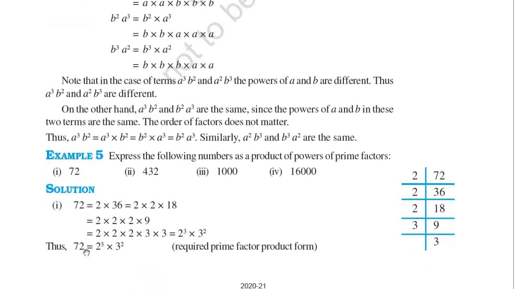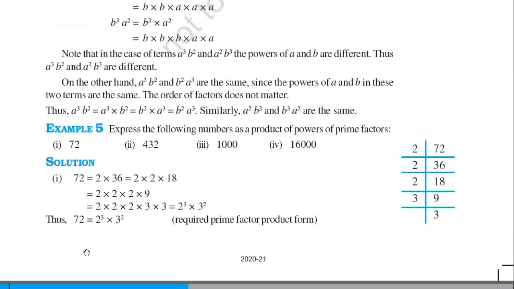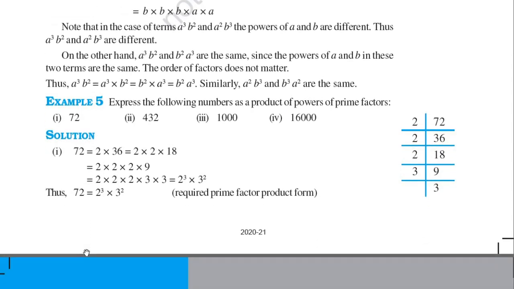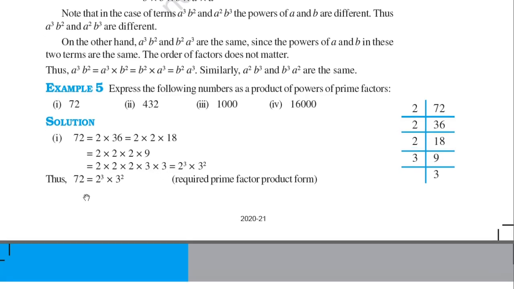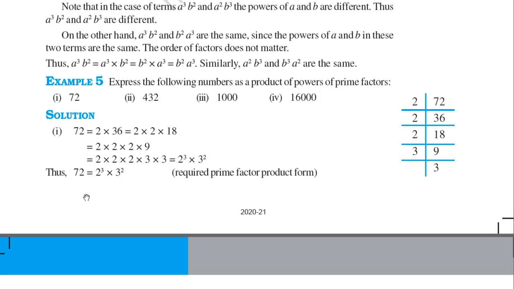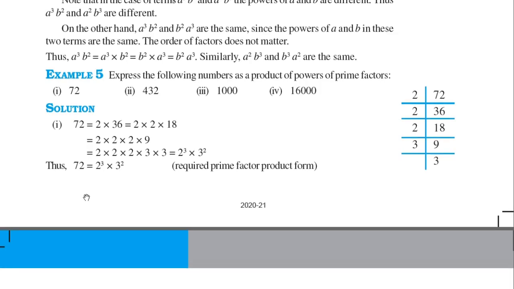You can see here. Example number 5, express the following numbers as a product of powers of prime factors. So you can see 72 is equal to 2 into 36. So 36 can be written as 2 into 18. So 18 can be written as 2 into 9. So 9 can be written as 3 into 3. So you can see that 2 cube 3 square. You can take it from here also, 2 into 2 into 2, 3 into 3. So 72 is equal to 2 cube into 3 square, the required prime factor product form.